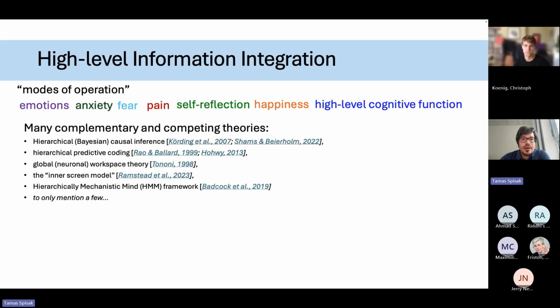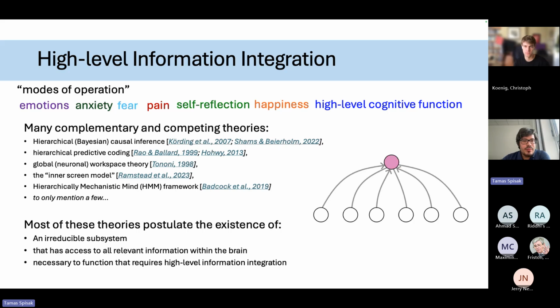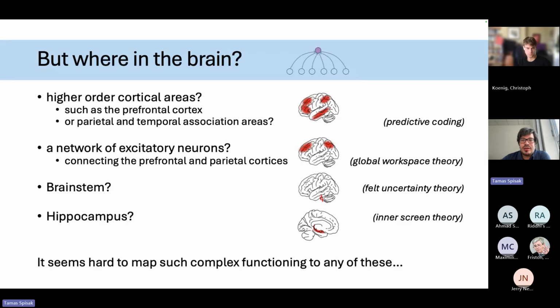So there are many theories about how this high-level information integration could happen in the brain. I won't go into the details here. There is at least one thing in common in these theories: most of them agree that there must be, somewhere, an irreducible subsystem in the brain that has access to all the relevant information required to compute or to construct that specific experience or function. However, these theories largely disagree about where this high-level information integration happens in the brain.